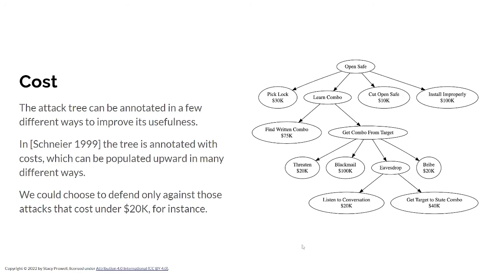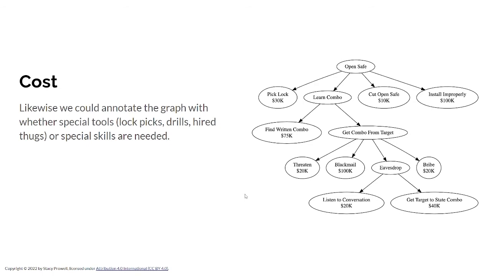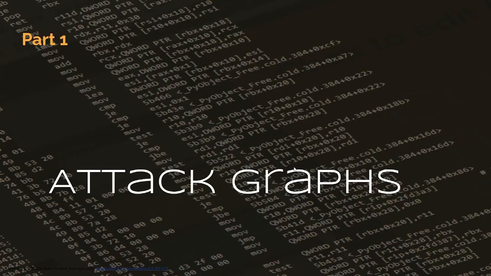Take the cheapest one. And we could say, you know what, we're going to defend against all attacks that cost 20K or less, and so we'll make defenses against this and this and this, but maybe the rest of these we think are impractical. We could annotate the graph with whether special tools are needed, right? I need lock picks for this. I might need drills. I might have to hire some thugs to threaten you. Or special skills are needed.